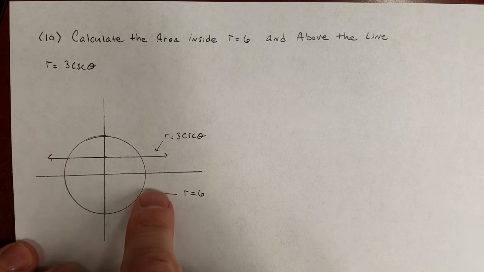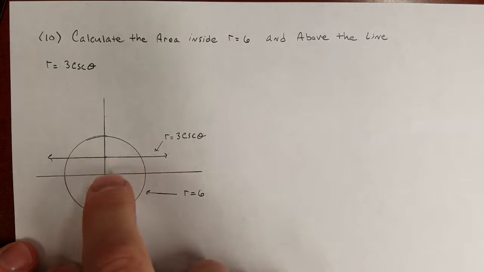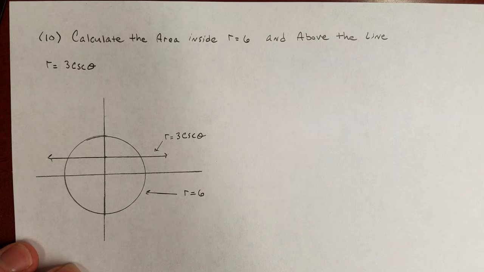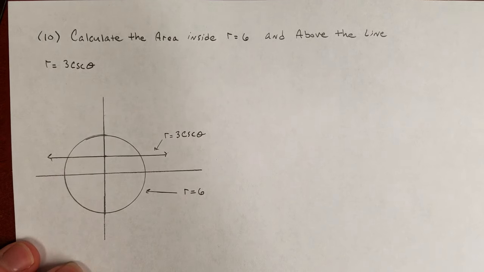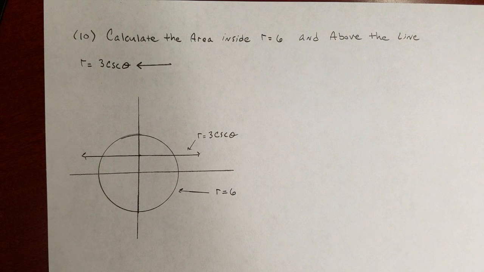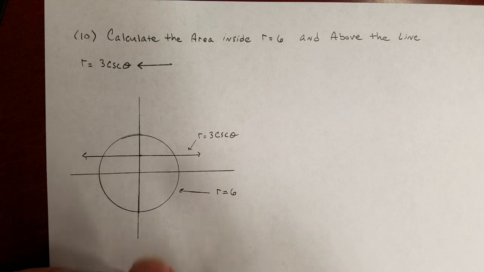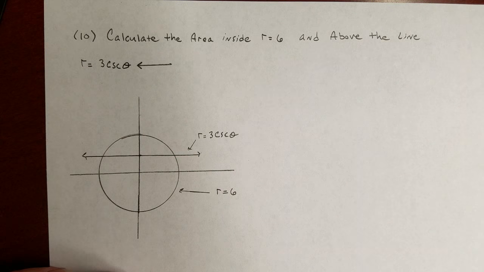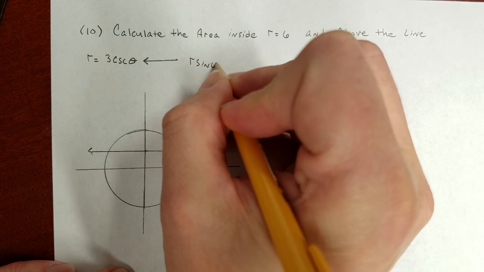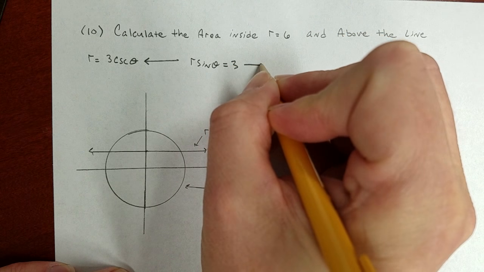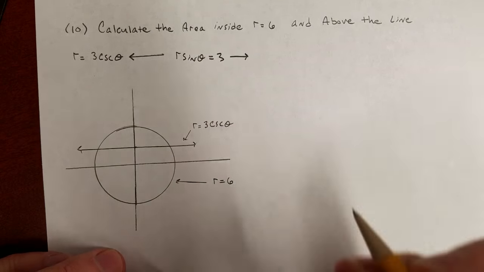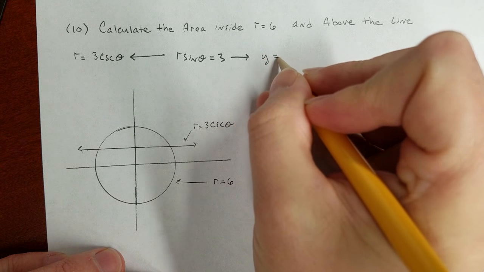Calculate the area inside the curve r equals 6, which is a circle with center at the origin, radius 6, and above the line r equals 3 cosecant theta. Now I have a pretty good scale picture right there. I should tell you about that being a horizontal line. The reason I know that is because cosecant is 1 over sine, so this looks like r is 3 over sine, so r sine theta is 3. If I convert from polar to x and y coordinates, r sine theta converts to y. So it says y is equal to 3.